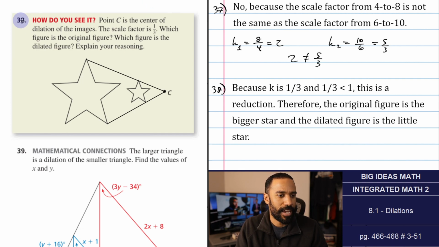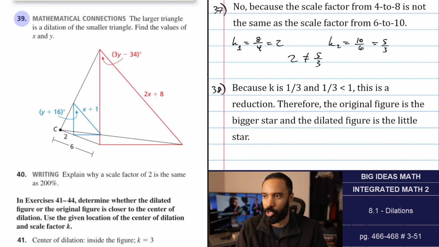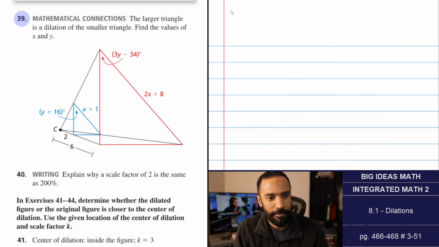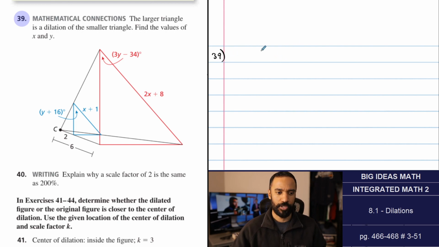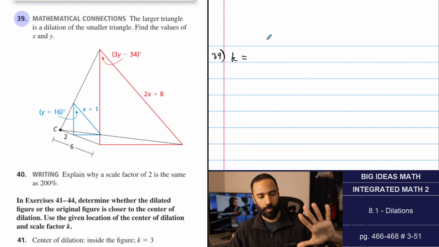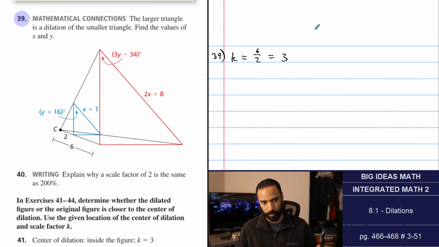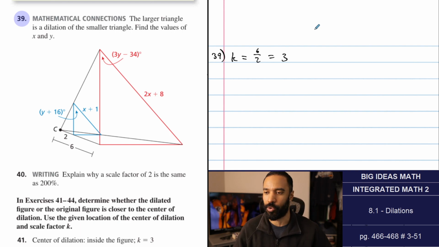All right, number 39, mathematical connections. The larger triangle is a dilation of the smaller triangle. Find the values of x and y. All right. So at number 39, if you see the image, we can start with K being, we go from blue to red. So K is 6/2. Look at the bottom parts that correspond, which is 3. This means every length is going to get tripled.